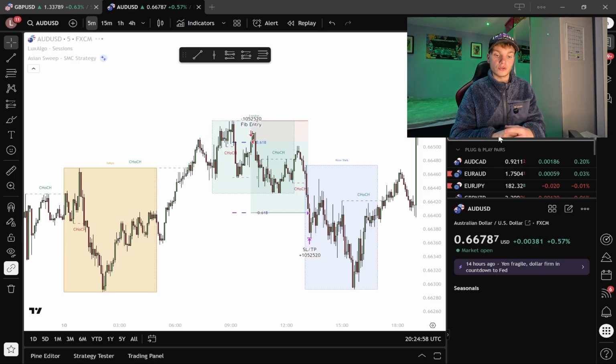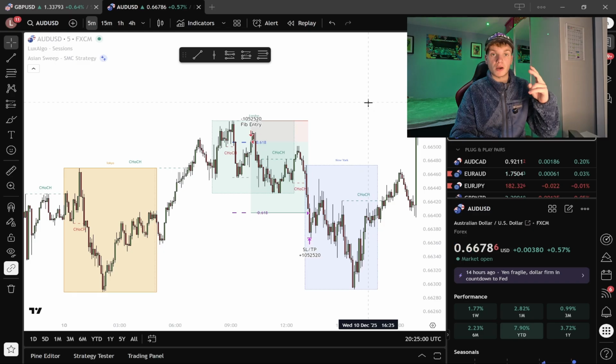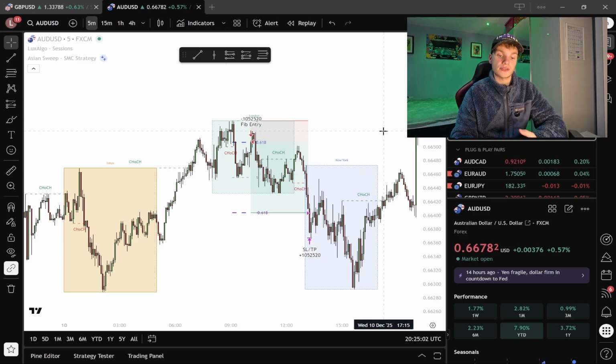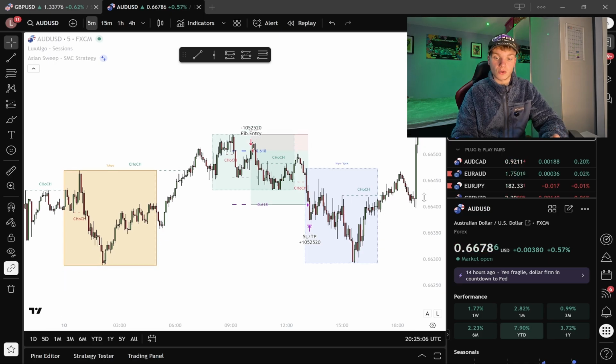Thanks to the power of utilizing this strategy though, we still came up 2R for the day thanks to AUD USD on a 3.28 risk to reward. Anyway, that's been the trades that we caught for the day.